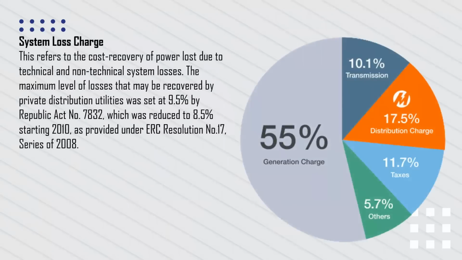So, the system loss charge refers to the cost recovery of power lost due to technical and non-technical system losses. The maximum level of losses that may be recovered by private distribution utilities was set at 9.5% by Republic Act number 7832, which was reduced to 8.5% starting 2010.